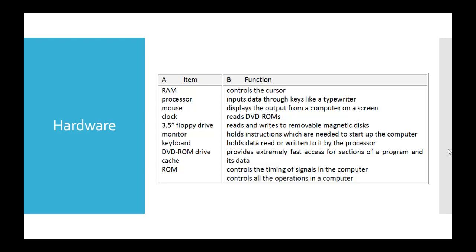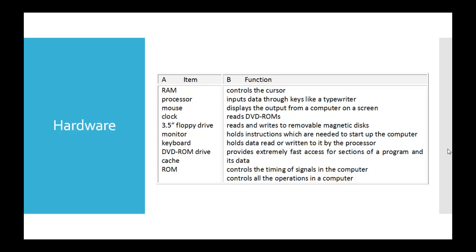ROM holds instructions which are needed to start up the computer. ROM is used to hold instructions which are needed to start up the computer. ROM is used for holding instructions which are needed to start up the computer. And to emphasize the function, we would say the function of ROM is to hold instructions which are needed to start up the computer.